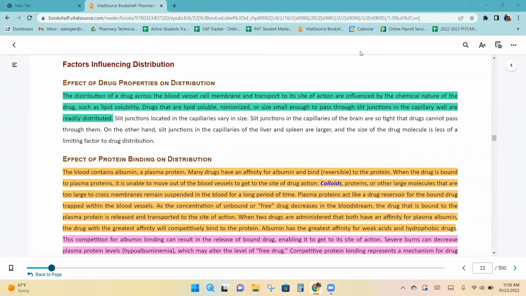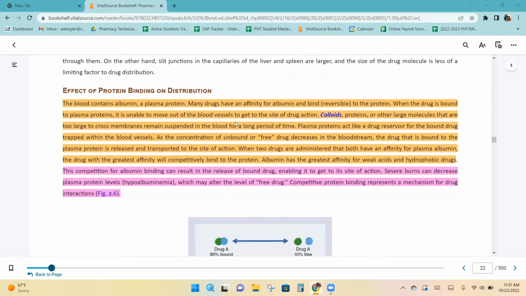The distribution of a drug across the blood vessel cell membrane and transport to its site of action are influenced by the chemical nature of the drug, such as lipid solubility. Drugs that are lipid soluble, non-ionized, or small enough to pass through slit junctions in the capillary wall are readily distributed.